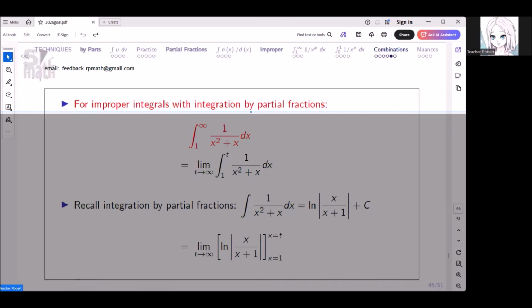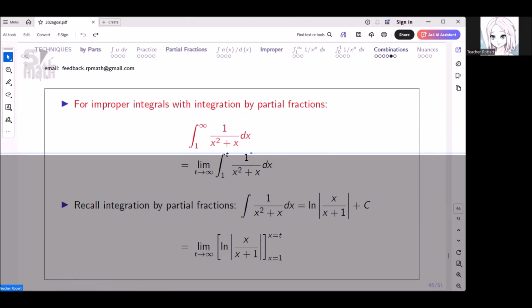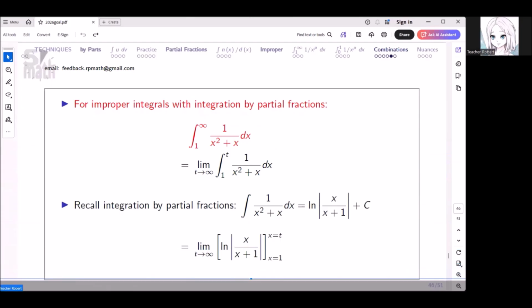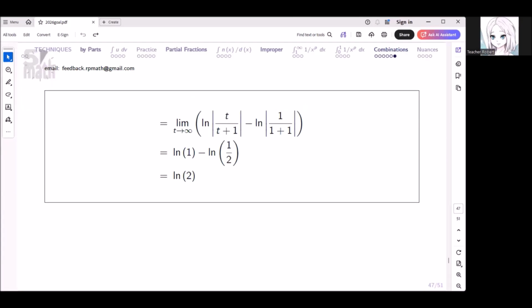Or improper integrals with integration by partial fractions. Integral 1 to infinity of 1 over x squared plus x dx. We get the following. We recall integration by partial fractions. And we get these calculations.